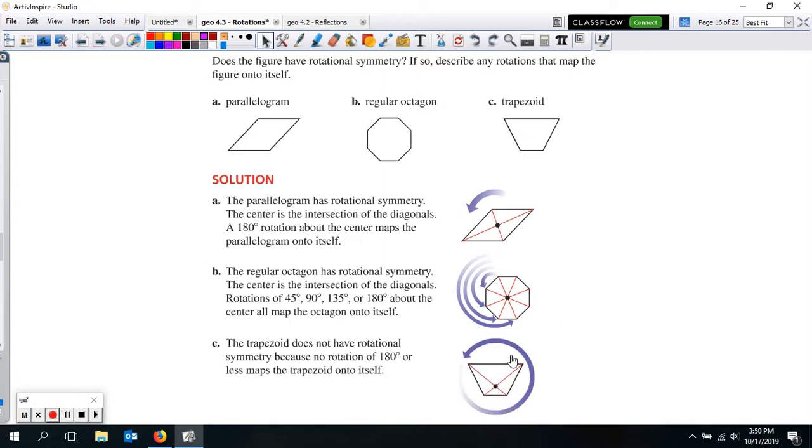For the trapezoid here, this one does not have rotational symmetry because as you rotate it around, even when you get to 180 degrees, it's not going to be the same.